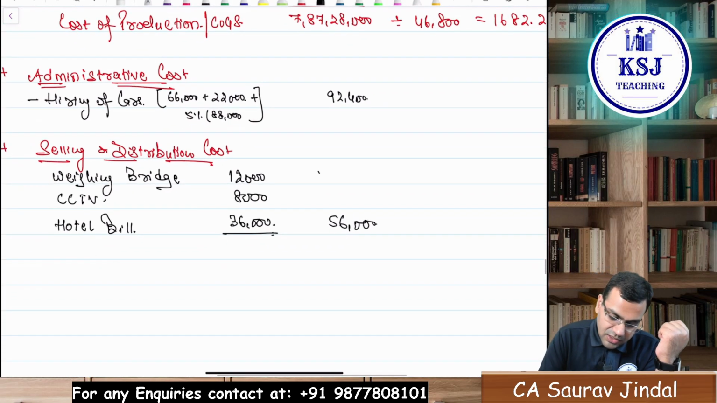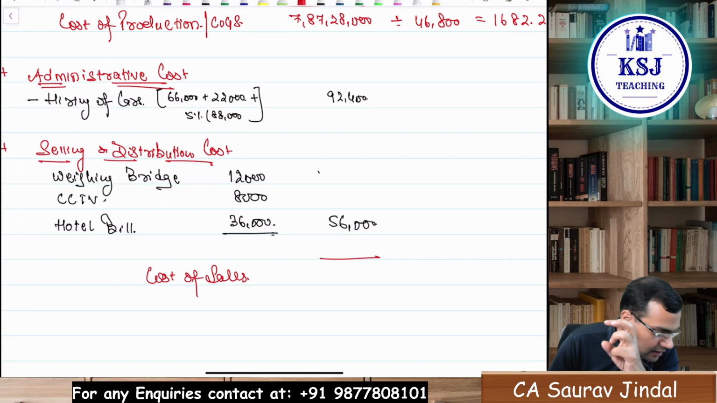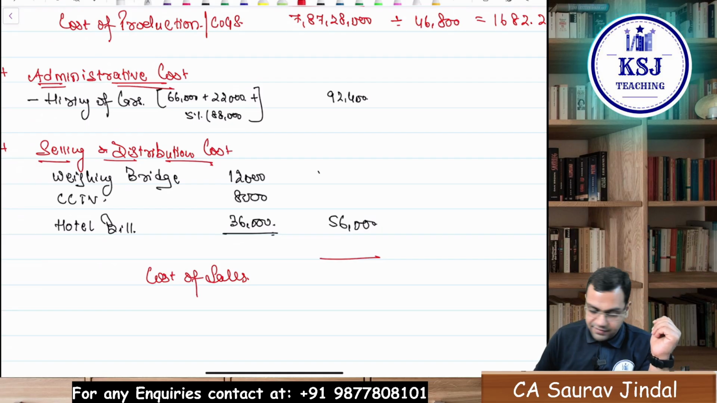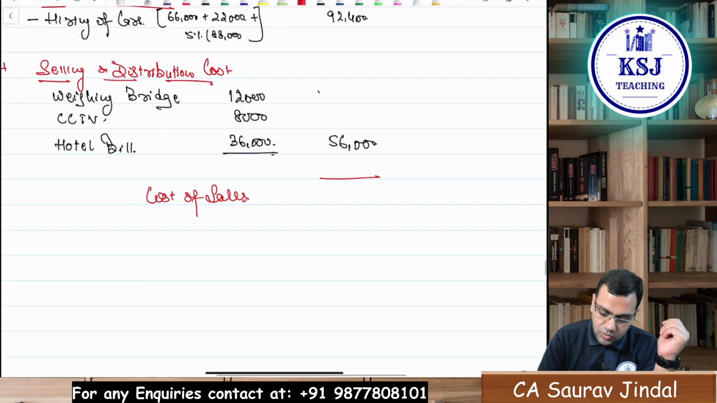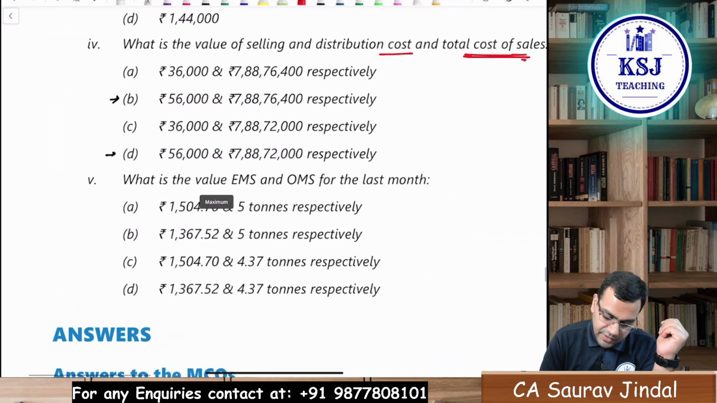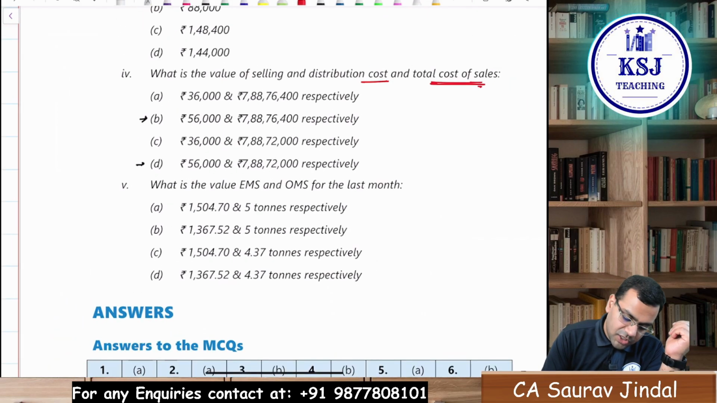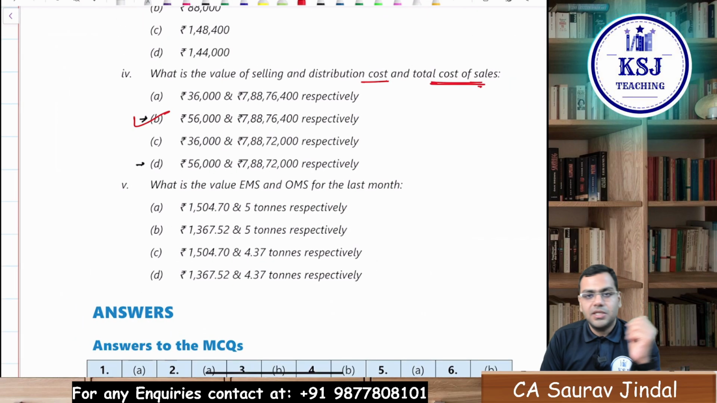So what will be the cost of sales? From here, total, you will get your cost of sales, that is 7 crore 87 lakh 28,000 plus 92,400 plus 56,000. That comes to 7 crore 88 lakh 76,400. Now let's see what option we have. Option B. Now we get the right option, that is option B. Option A and C were already eliminated at the selling and distribution overheads itself.